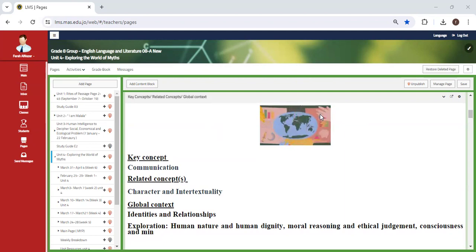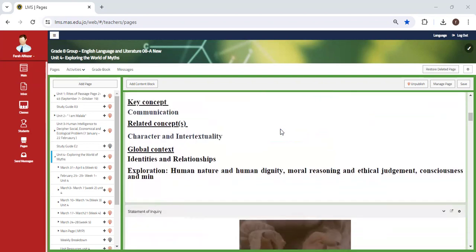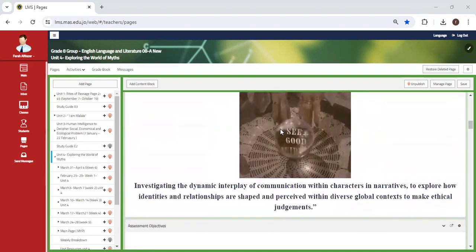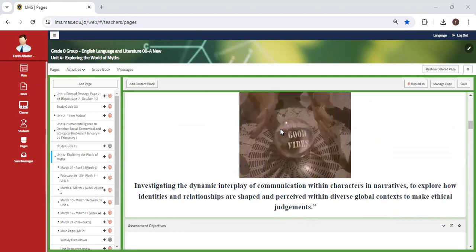So, for instance, when I say an Inuit myth, what attributes are associated with Inuit people? So this question you will answer throughout the entire unit. So we're going to be exploring human nature and human dignity, moral reasoning and ethical judgment, consciousness, and so on. So our statement of inquiry will focus on the following.